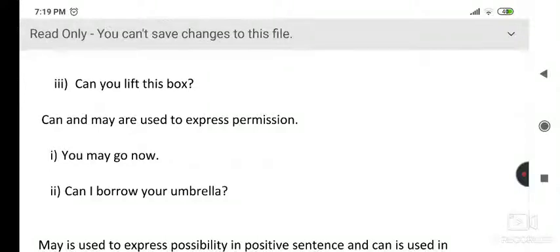In this sentence, may is used as giving permission. In the second sentence, can I borrow your umbrella? In this sentence also, can expresses the permission of borrowing the umbrella.